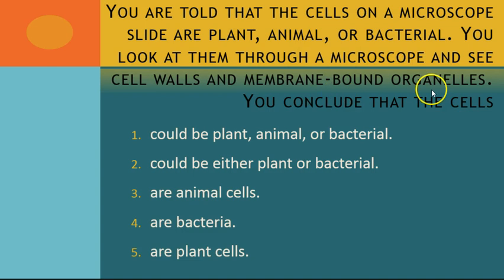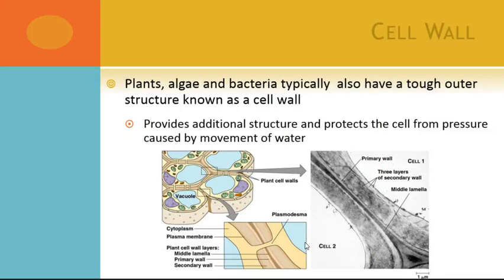Now you have this membrane-bound organelle. Bacteria don't have that because they are prokaryotes, so the answer is they must be plant cells because they are eukaryotes with cell walls. Okay, so the cell wall, which you're finding in plants and bacteria, algae as well, is going to have this kind of rigid outer structure, and it provides this strength and rigidity that protects the cell from pressure that's caused by the movement of water.